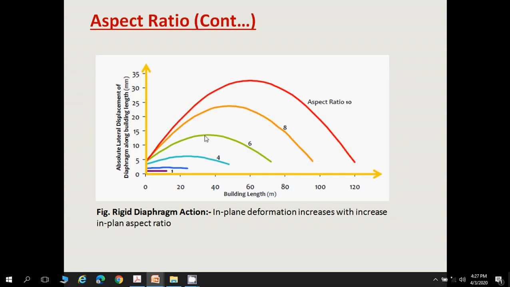Now another figure is showing that when the aspect ratio of a building keeps increasing, the absolute lateral displacement of the diaphragm along the building length also keeps increasing. For that, the Gujarat State Disaster Management Authority considered 5-story buildings with different aspect ratios of 1, 2, 4, 6, 8 and 10, as you can see in this figure. They performed some experimental studies and found that if the aspect ratio of a building keeps increasing, then the absolute lateral displacement of the diaphragm along the building length also keeps increasing.